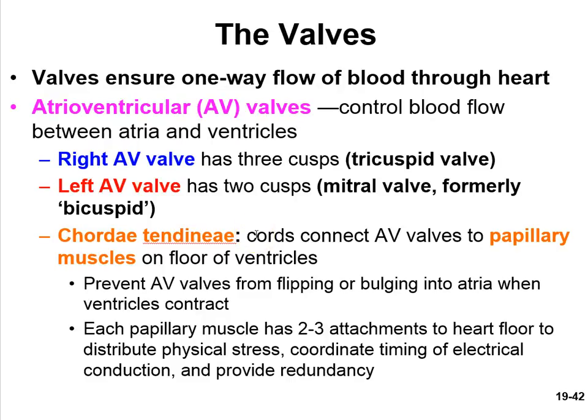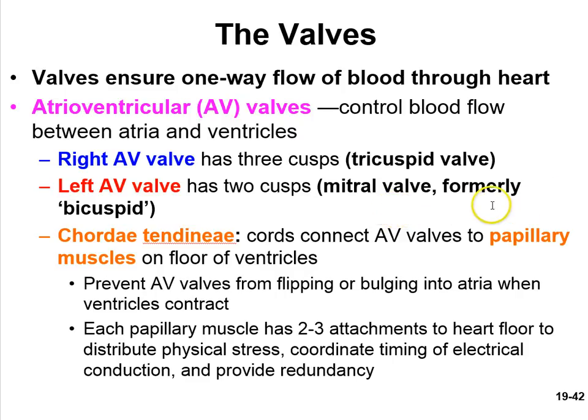The right AV valve has 3 cusps, so often it's called the tricuspid valve. And the left AV valve has 2 cusps, and was often called the bicuspid valve, and sometimes also goes by mitral valve.